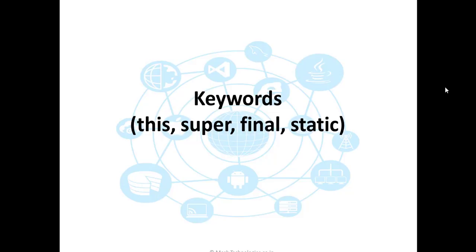In this episode, we will be discussing some keywords in Java. The keywords will be this, super, final and static, which we will be discussing in this episode. This episode will be a theoretical part, and in the next episode, we will be seeing the practical implementation of these keywords. So if you are looking for practical implementation only, you can skip this episode and switch to the next episode. So let's start with the keywords.